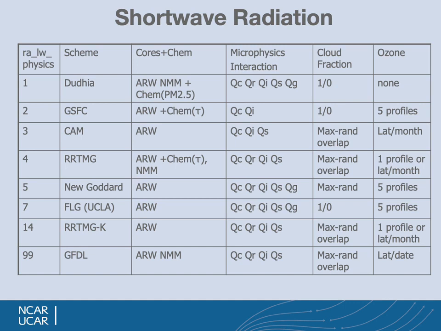The ozone is more important for shortwave, and some of these schemes have a more sophisticated treatment of climatology than others. The ones with latitude and month have a climatology that is basically latitude, height, and month. And the RTMG has that as an option. Actually, that's the default now in RTMG, but it came from the CAM radiation scheme originally.